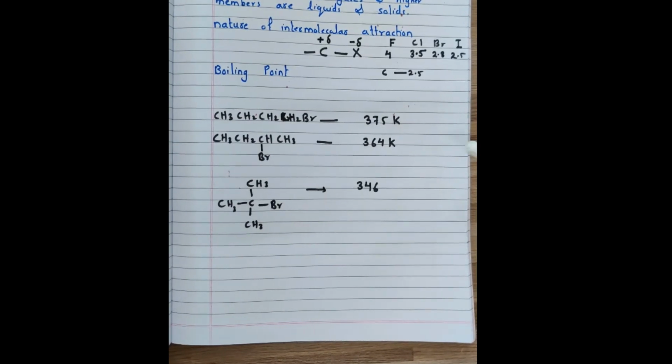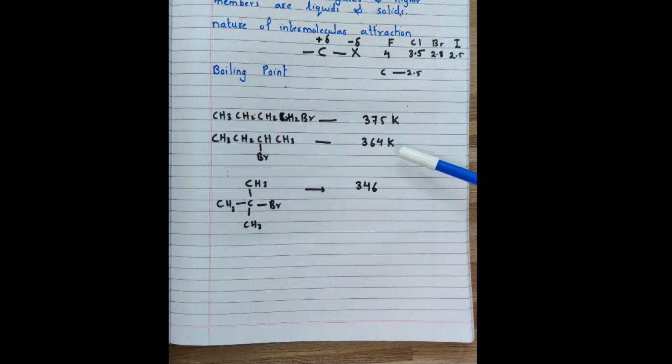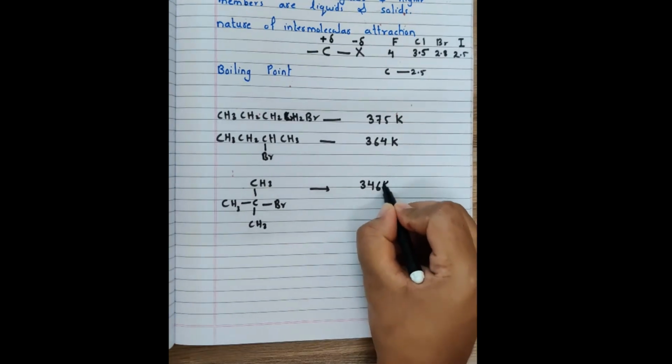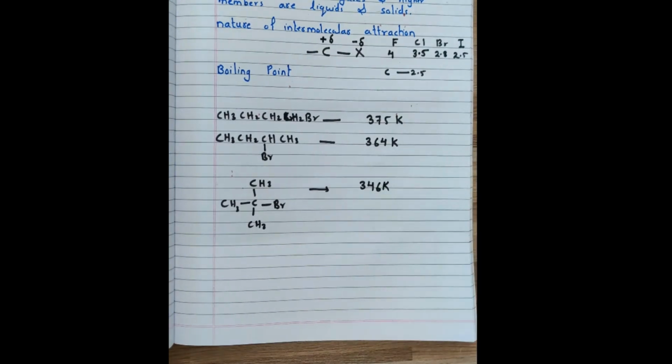Okay, here is what happens: you will observe the boiling point is 375 Kelvin. For secondary bromobutane it is 364, and for tertiary it is 346 Kelvin. Okay, the boiling point is decreasing as the branching is increasing. Why is this happening?